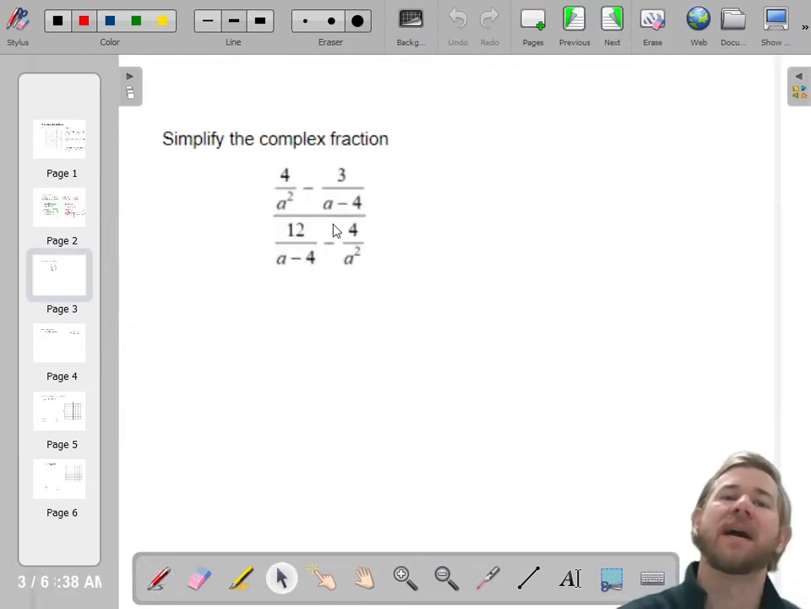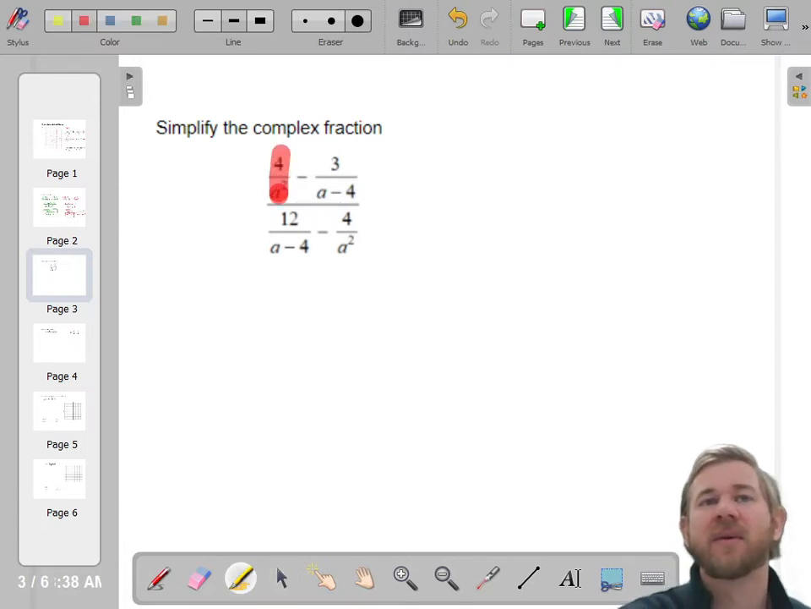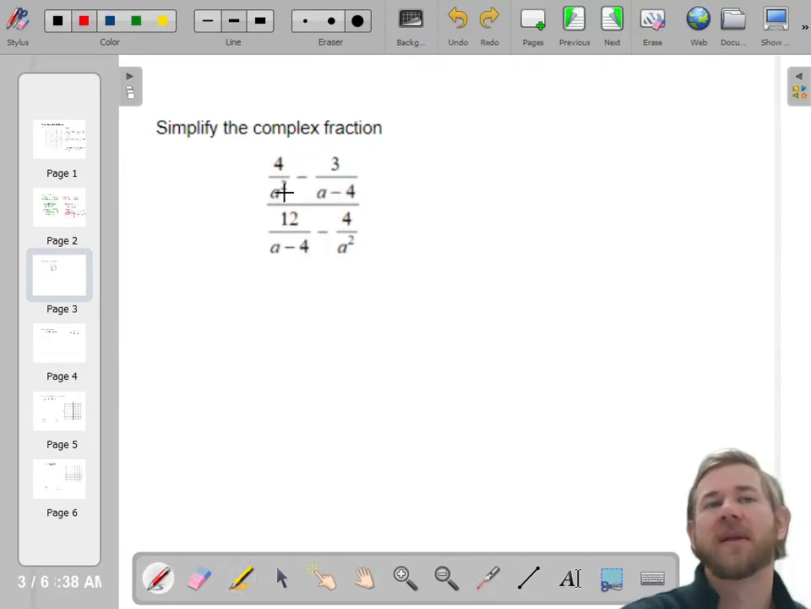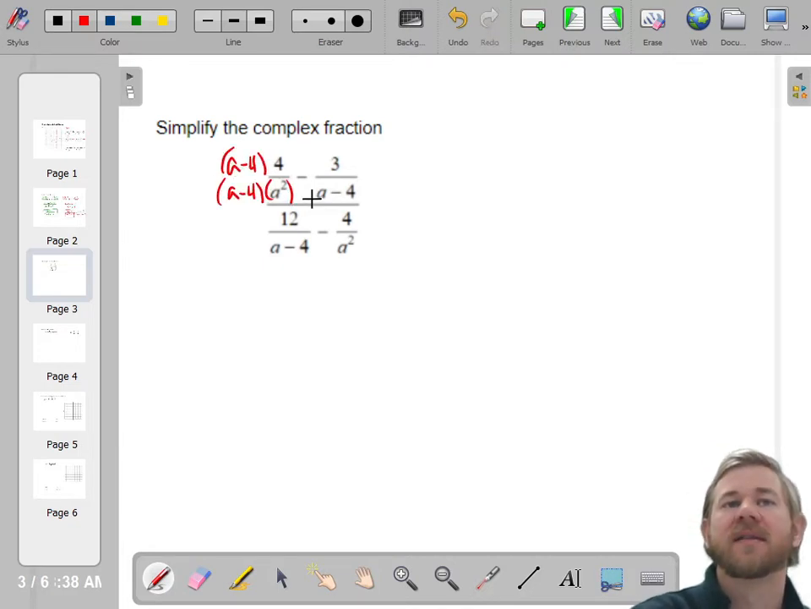So simplify now. We're going to expand this idea into a complex fraction. This is basically the same thing. We're going to do what we just did above, but we have to do it in the top and the bottom, and then we will copy, change, flip, multiply by the reciprocal. So we're going to multiply denominators together. That means this guy needs an a minus 4, and this guy needs an a squared.